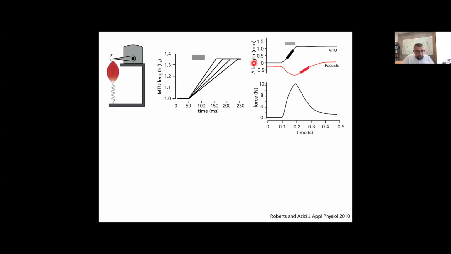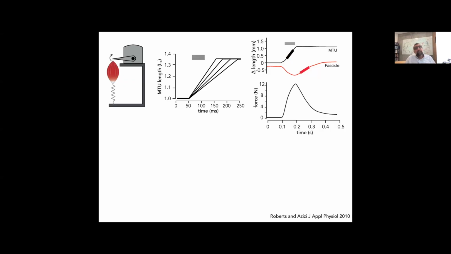So we've got length up on top. We have force on the bottom panel. We have length of the muscle tendon unit up on top. That's effectively the length change we're imposing onto the muscle tendon unit. The dark black is where we get the highest velocity for the muscle tendon unit.